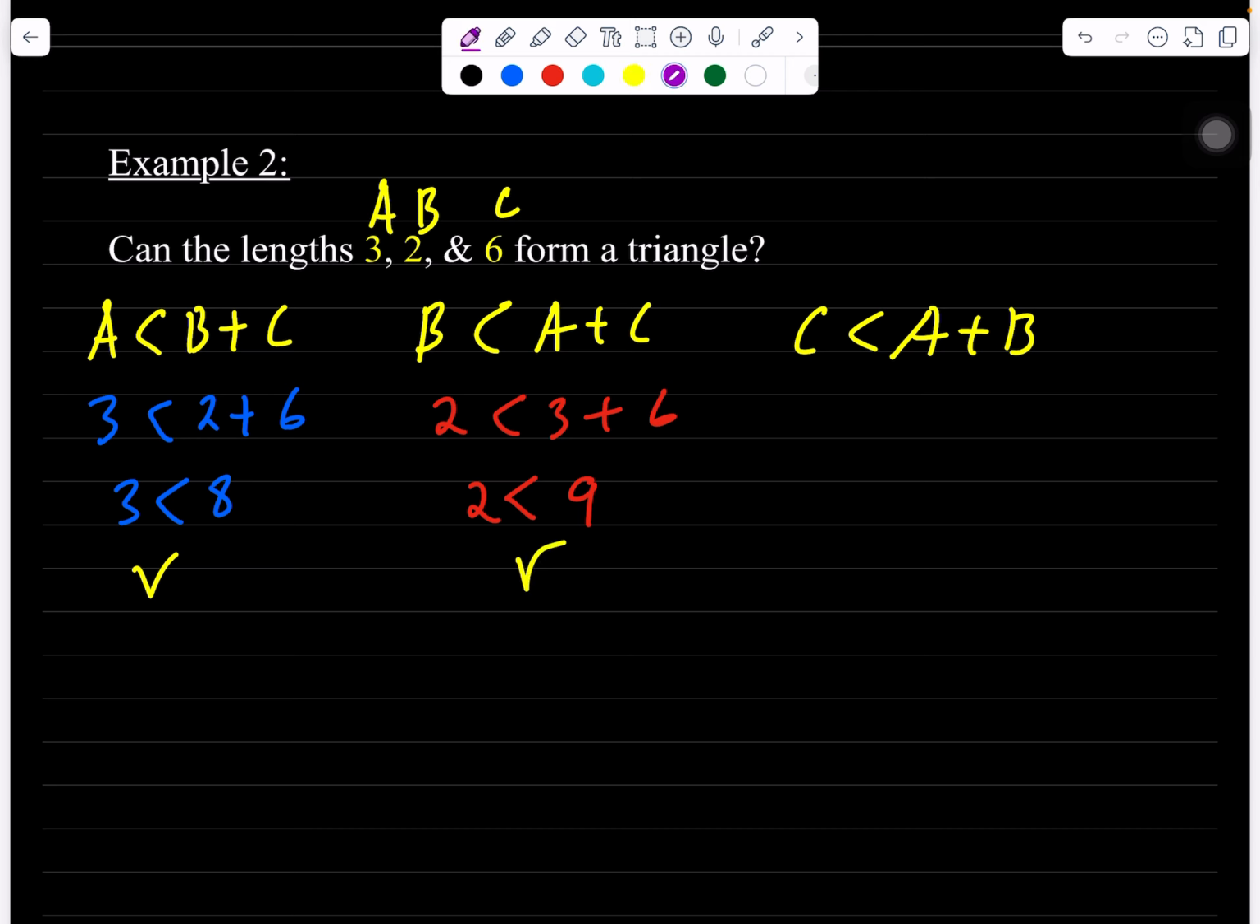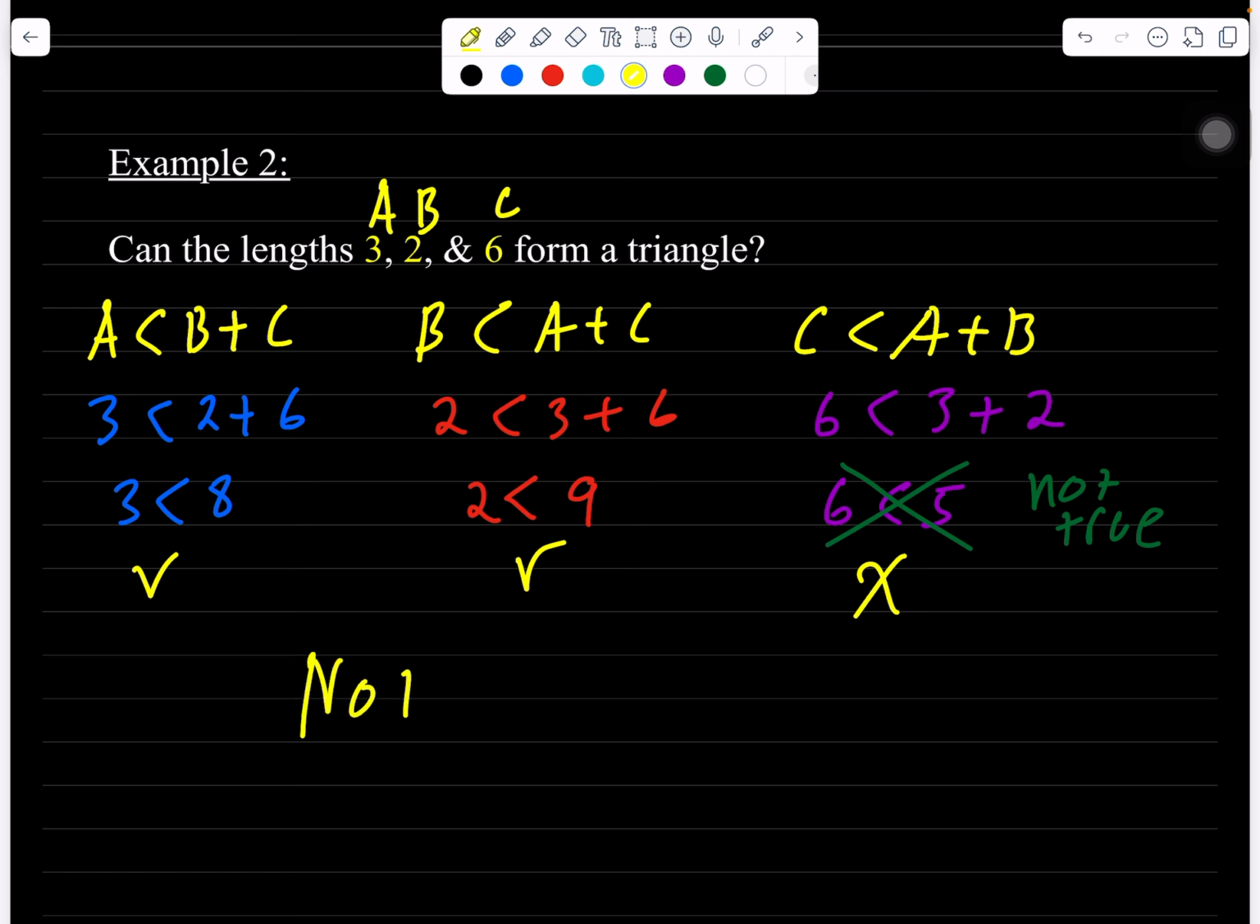Finally, we need to make sure that C, which is 6, is less than A, which is 3, plus B, which is 2. And we could see that 6 must be less than 5. However, 6 is not less than 5. So the final inequality fails. So now we have to ask ourselves, does this form a triangle? And this does not form a triangle. So we'll say no. Since all three inequalities were not satisfied, we will say no, this cannot form a triangle.